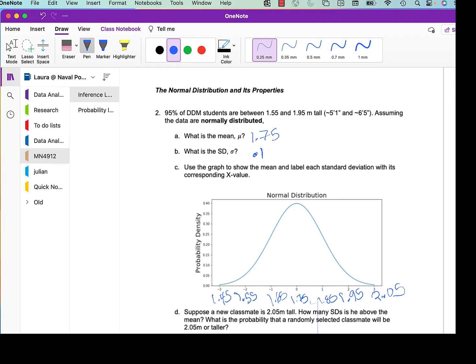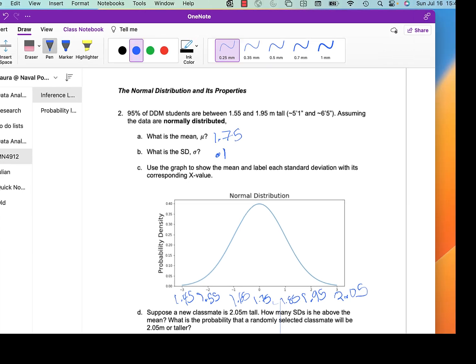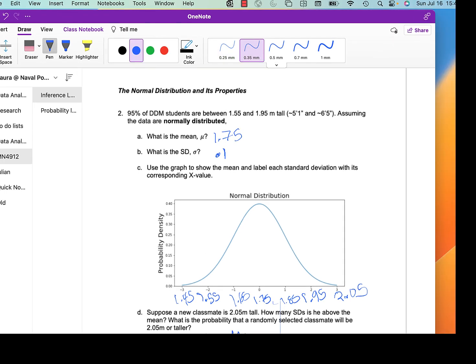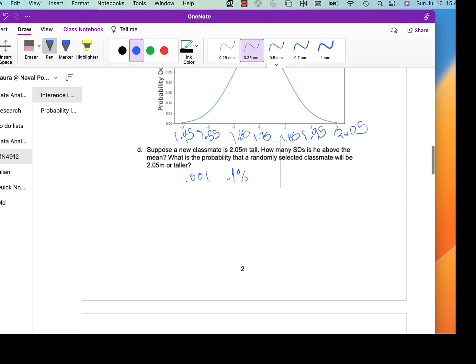And if we know something about normal distributions, that means that there's about a 0.1% chance, right? So the probability is equal to 0.001, or about a 0.1% chance. Okay.